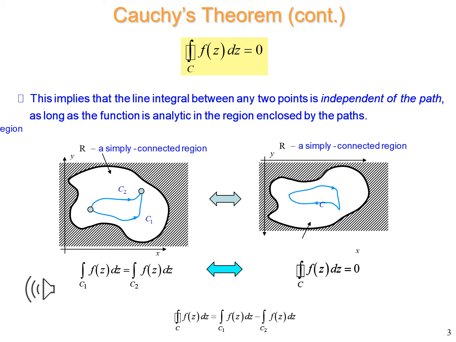So the integral over C can be split up into the sum of two integrals, the integral over C1 and the integral over C2. Both are equal, but the directions of C1 and C2 are not the same, one clockwise and the other anti-clockwise. So the integral over C of f(z) dz can be represented as the integral over C1 of f(z) dz minus the integral over C2 of f(z) dz.